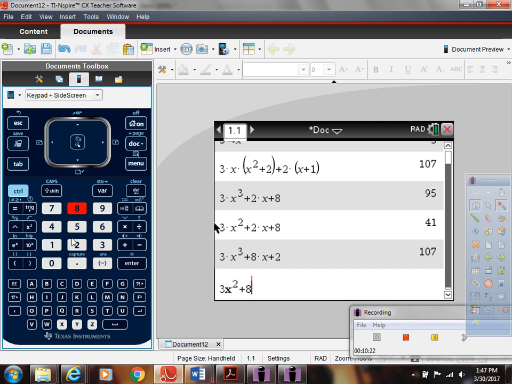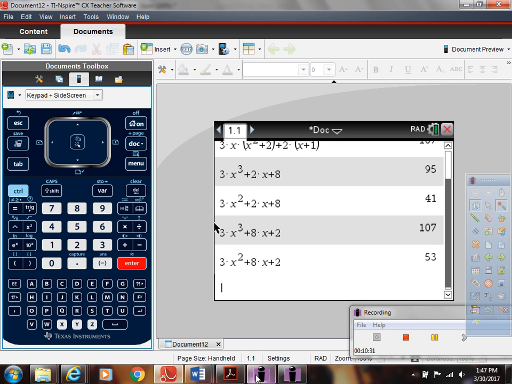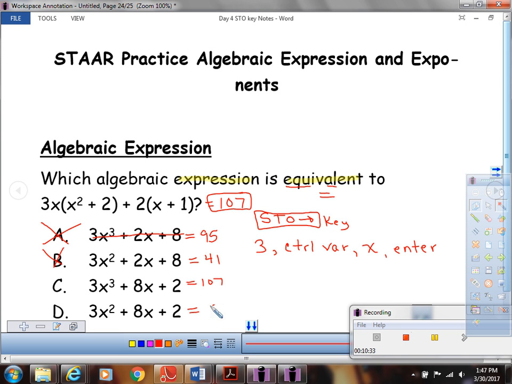Sometimes you get lucky and only one of them gives you that same number. So this one is what, plus 2? Okay, so see, we left out. This one actually only had one of them that gave us 107, so there's your answer right there. Eliminate D, the answer is C.